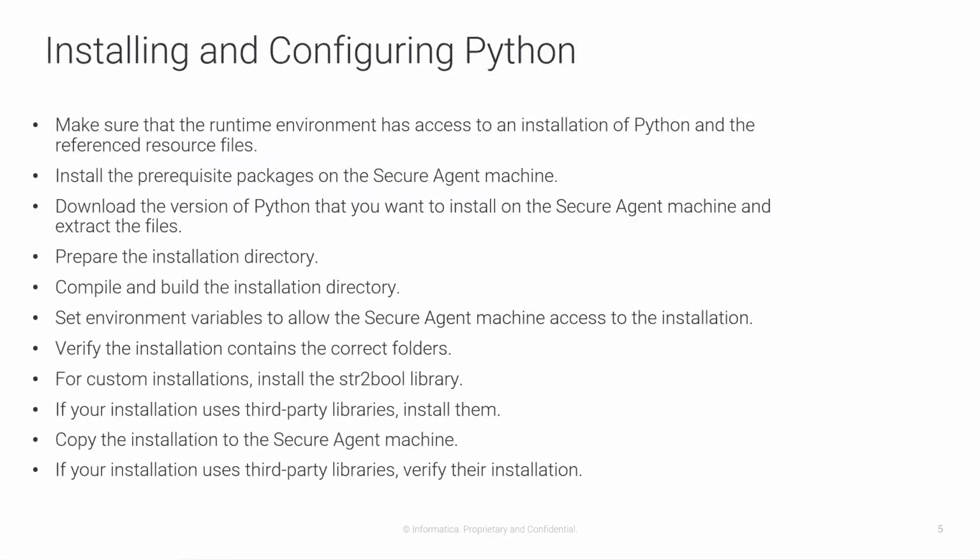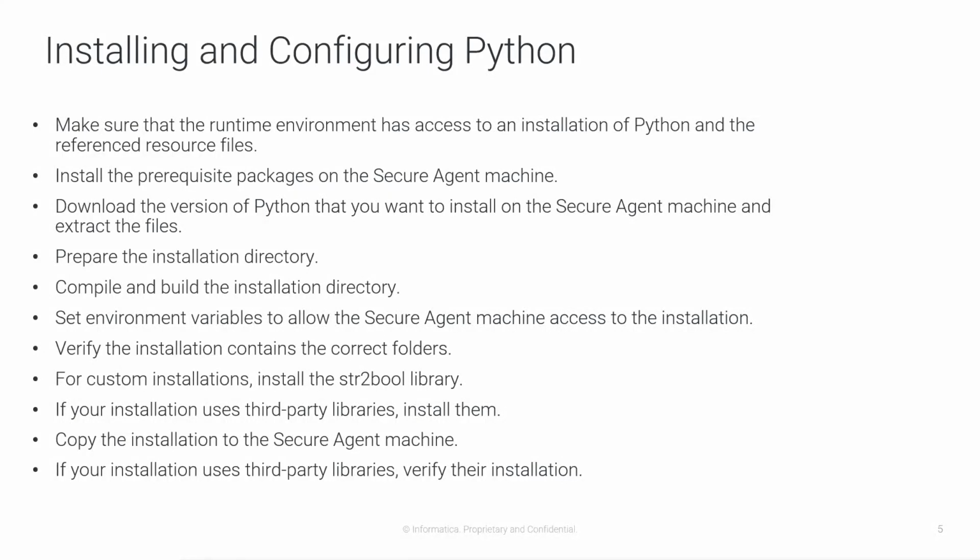So these are the steps which need to be followed if you want to install and configure Python and use it in CDI Advanced mappings. First of all, you need to make sure that the runtime environment has access to an installation of Python and the reference resource files if you are using them. You need to install the prerequisite packages on the secure agent machine. In the upcoming slides, we'll see all these steps one by one in detail.